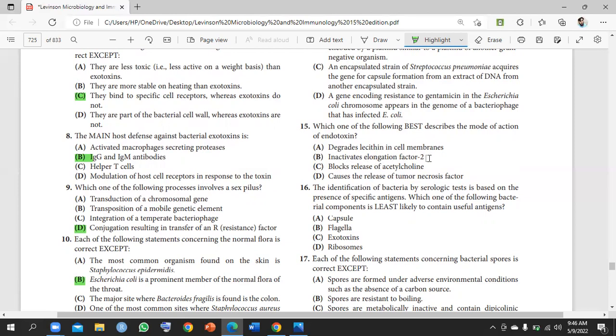Block release of acetylcholine? No. It is a function of the exotoxin. The D option is correct because it causes the release of tumor necrosis factor. Okay. So this is the correct option.